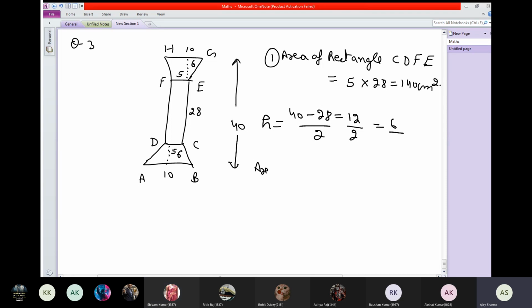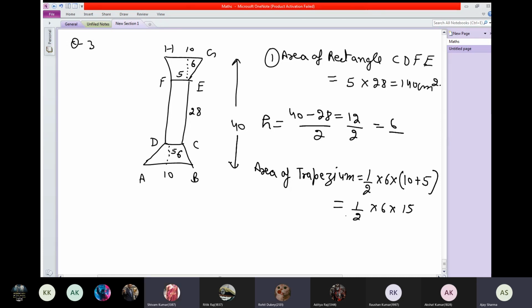Now find the area of the trapezium. You may find any one. 1 by 2 into height. Height is the distance between the two parallel sides, that equals 6, and the sum of the parallel sides, one side is 10, another is 5, it will be equal to 15. So the area is 45 centimeter square. It will be the area of one trapezium.